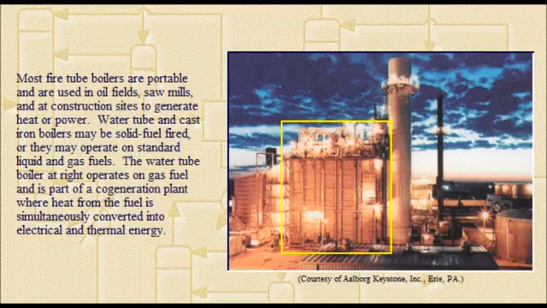Most fire tube boilers are portable and are used in oil fields, sawmills, and at construction sites to generate heat or power. Water tube and cast iron boilers may be solid fuel fired, or they may operate on standard liquid and gas fuels. The water tube boiler at Wright operates on gas fuel and is part of a cogeneration plant, where heat from the fuel is simultaneously converted into electrical and thermal energy.